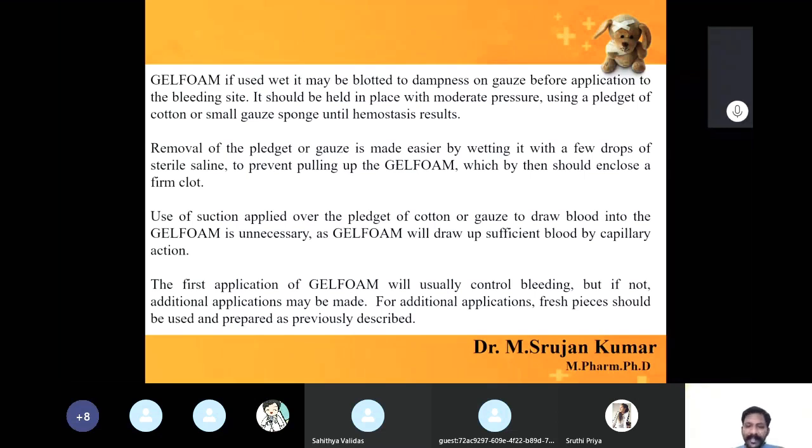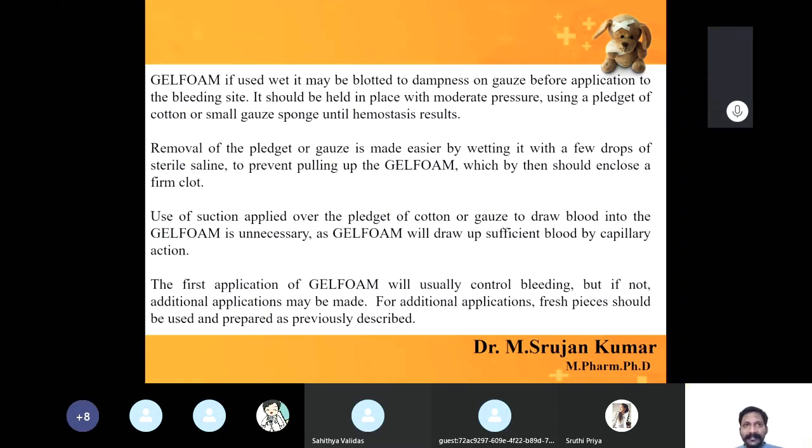The first application of gel foam will usually control bleeding. In the first instance, the gel foam will just control the bleeding. But if not, additional applications may be made. For additional applications, fresh pieces should be used and prepared as previously described.